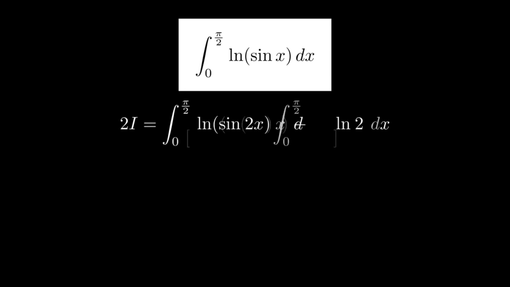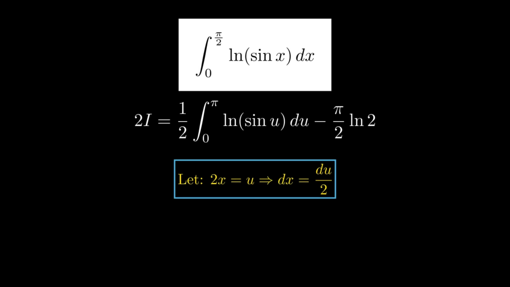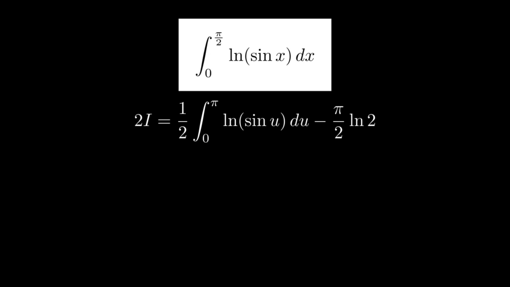The second part is easy, which is just a constant times dx. For the first integral, we use the substitution 2x equals 2u. This also changes our limits into 0 to pi.